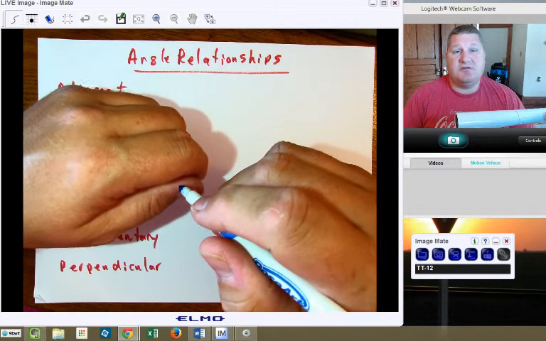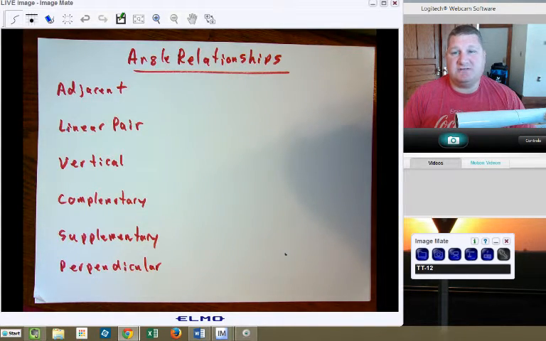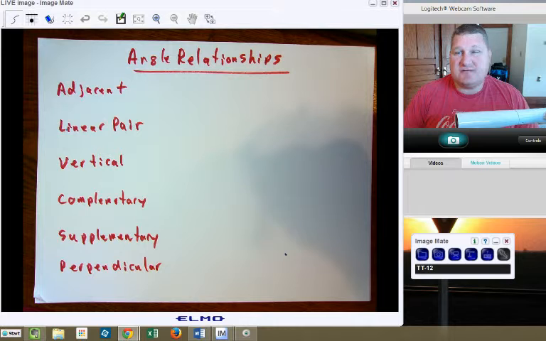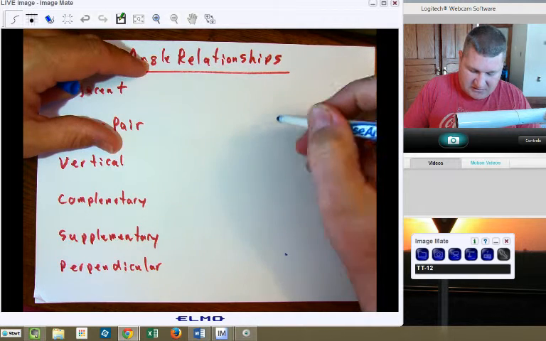Okay, ladies and gentlemen, we're going to talk a little bit more about some angles, and particularly angle relationships. We've already talked about acute, right, obtuse, and straight angles. Now let's talk about how those angles might interact. Let's do a couple things very quickly.